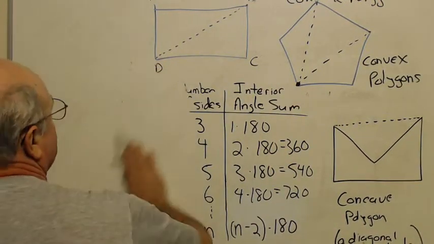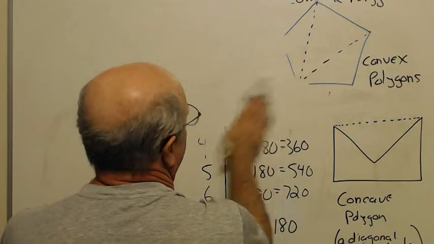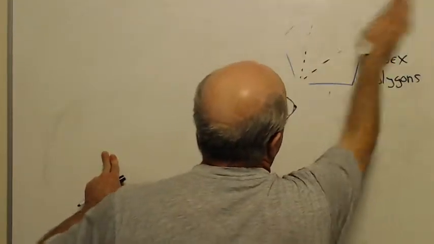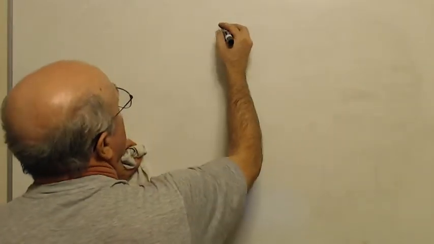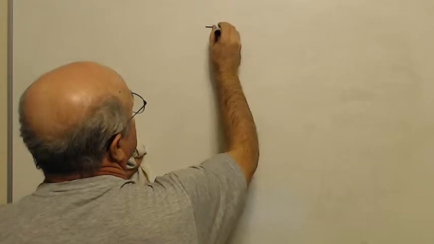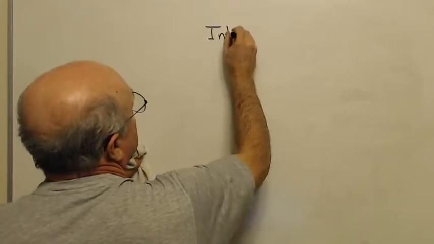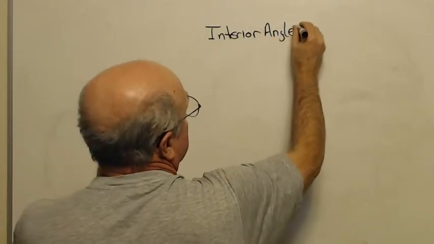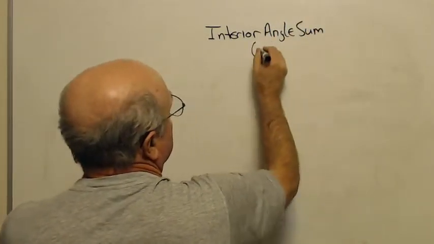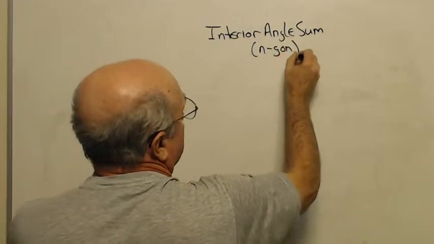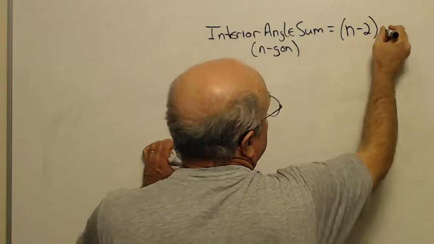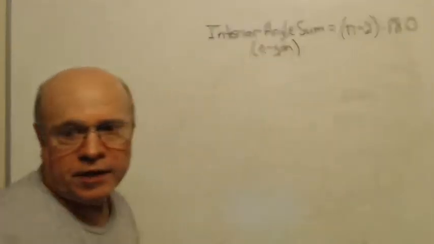Let's use that and solve a problem or two. So, the interior angle sum of an n-gon is the number of sides minus 2 times 180.